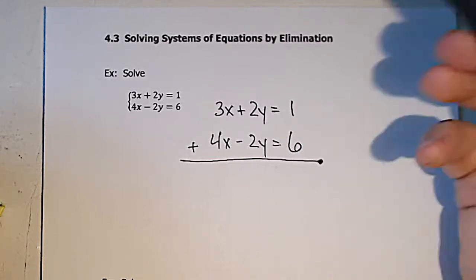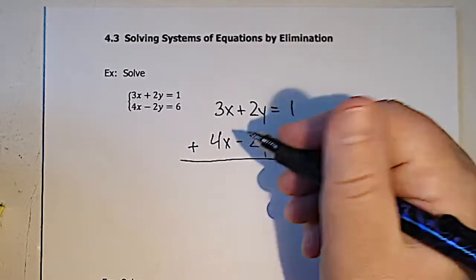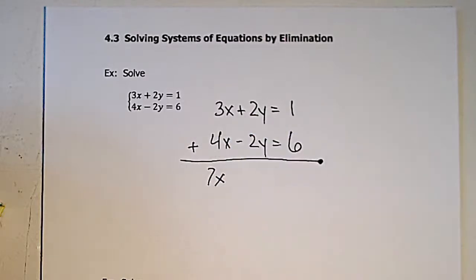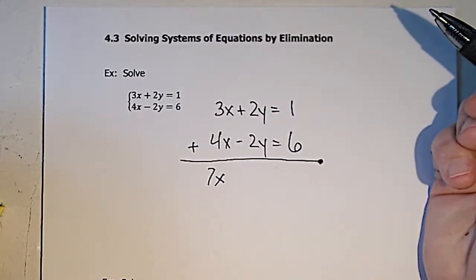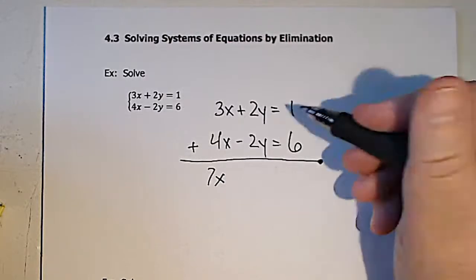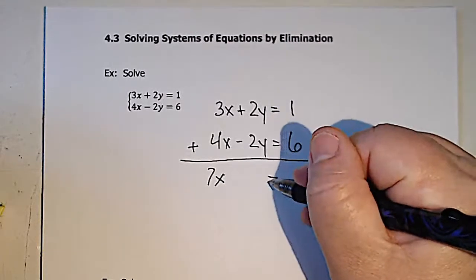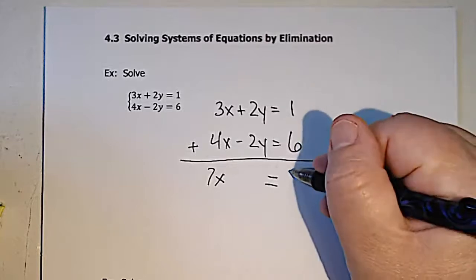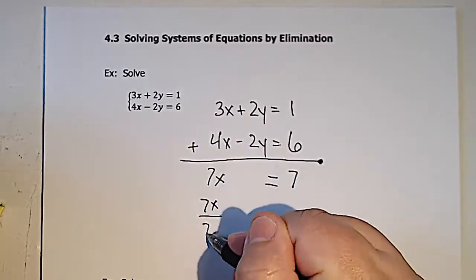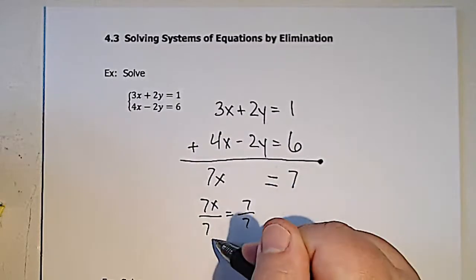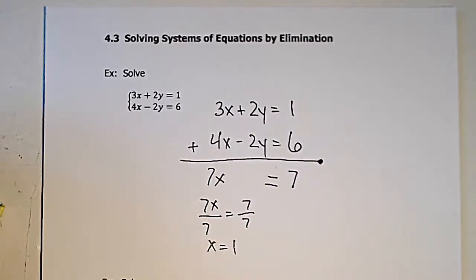So here we go. 3x plus 4x, 7x. 2y minus 2y. Oh my goodness, that cancels out completely. Isn't that wonderful? And then the equals come down. 1 plus 6 is 7. If 7x equals 7, and I've been a big old hog, I'm going to need a little bit more room, I get x equals 1.